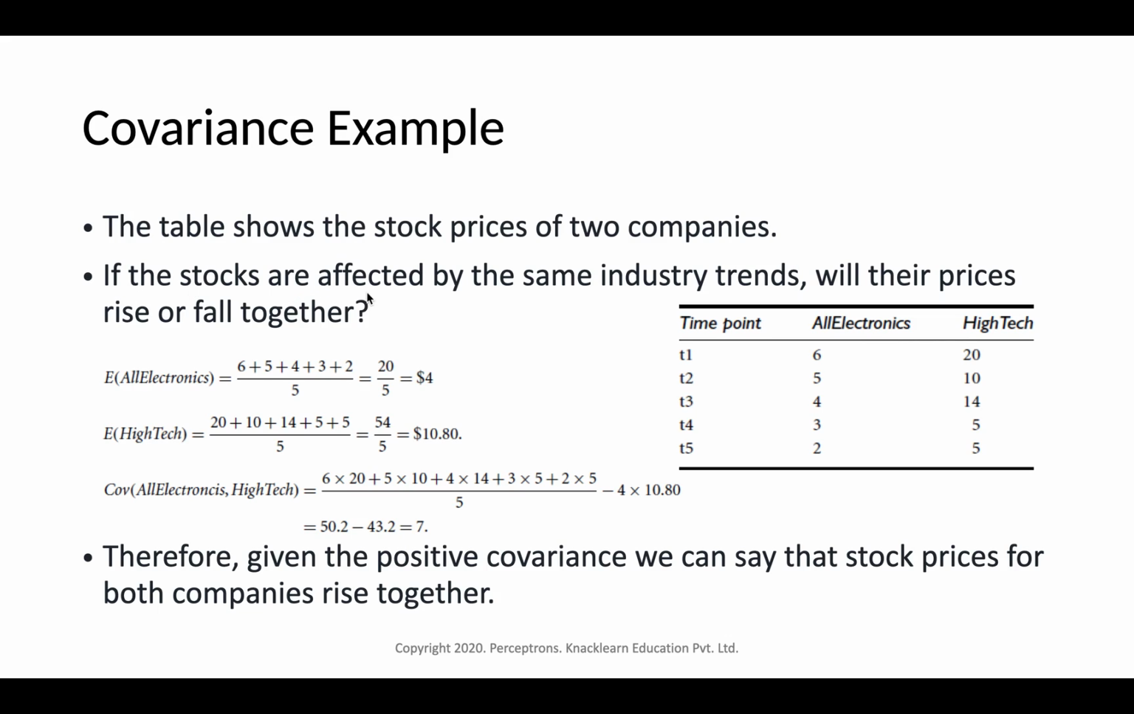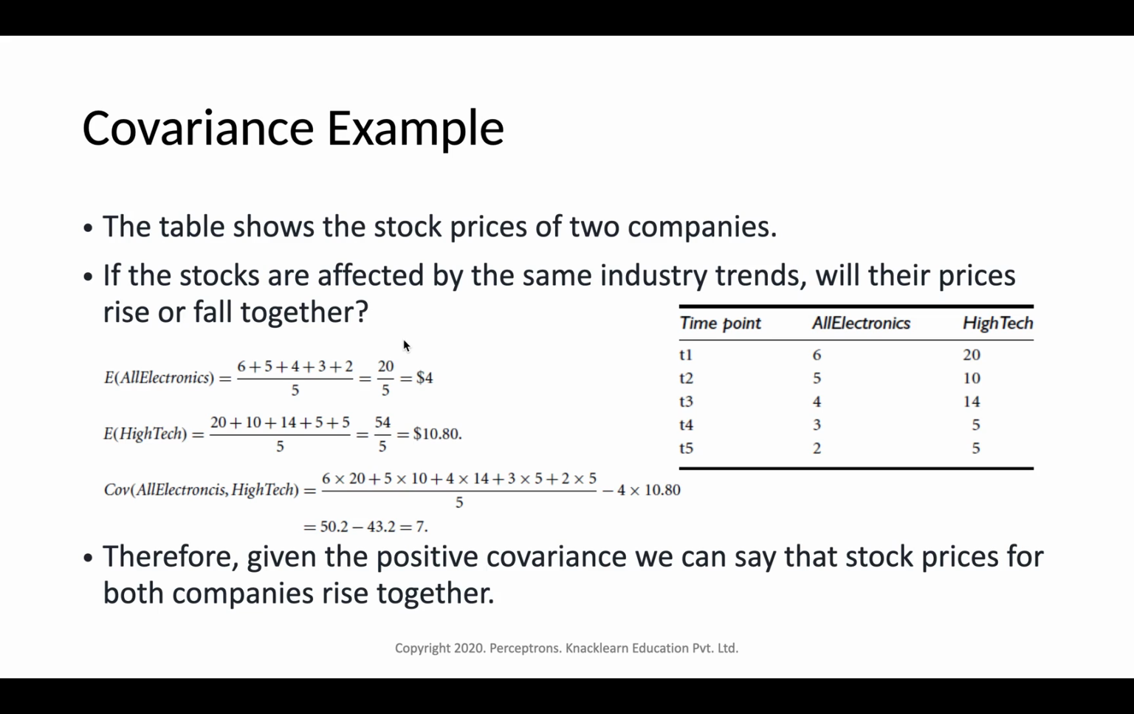So suppose the stocks are affected by the same industry trends, will their prices rise or fall together? These two are similar kinds of companies, both are electronics companies, and as they are in the same industry, their stock prices can be affected by the same industry trend. So we have to find out if they are going to rise or fall together. In this scenario, we have to see how the All Electronics and High Tech stock prices are related. Is it that when the All Electronics price is increasing, the High Tech price is also increasing, or when the All Electronics price is decreasing, the High Tech price is also decreasing? We just have to find out how they are related to one another.